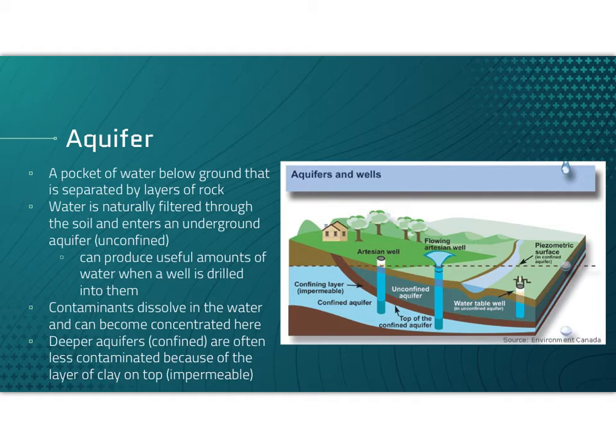Deeper aquifers, which are confined, are often less contaminated because of the layer of clay up top. So this layer of clay here acts as a bit of a barrier. Therefore, a confined aquifer is likely more pure than a water table well or an unconfined aquifer. So unconfined can become more contaminated than a confined simply because of this layer of clay that is impermeable to water.